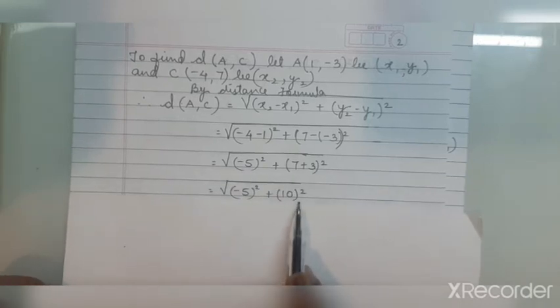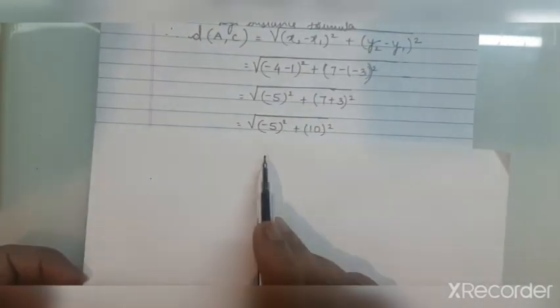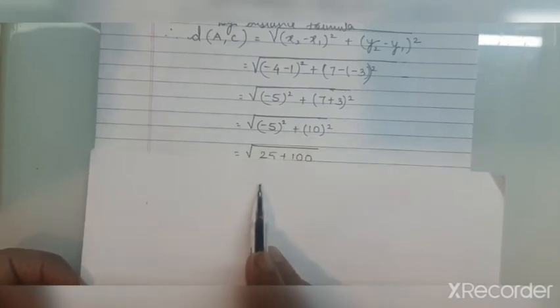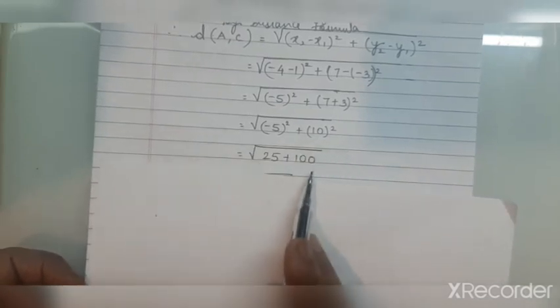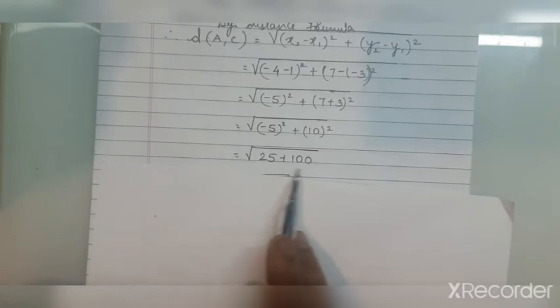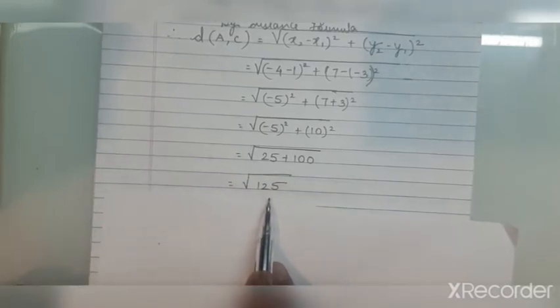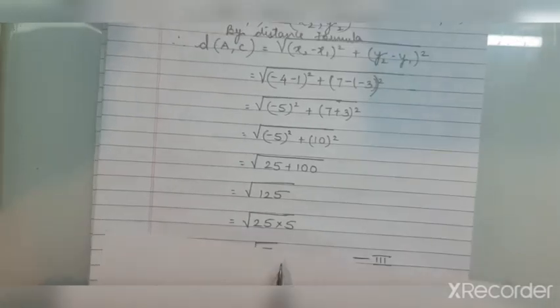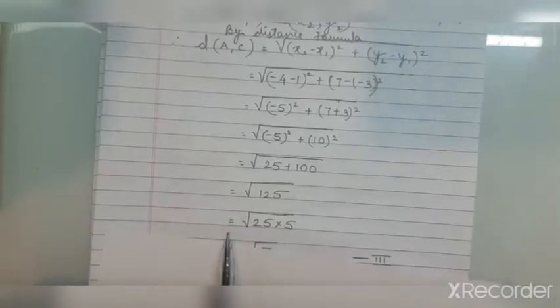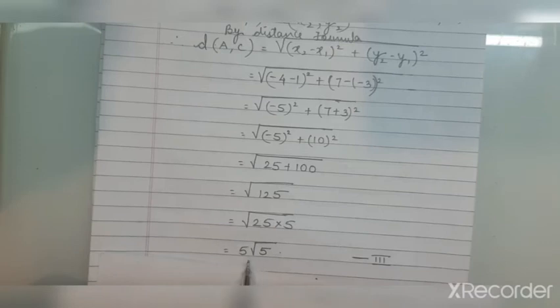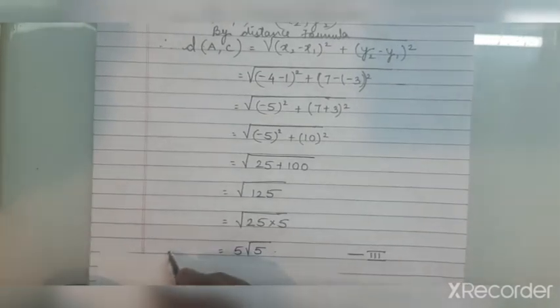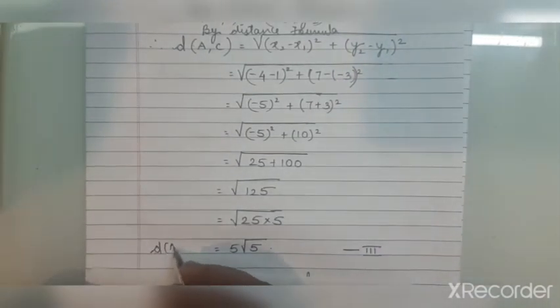So this is what we have got. Now a square of a negative number is positive and 5 square is 25. So plus 25 and 100. First add inside, we have to do the addition, 125. Now 125 can be split as 25 into 5. 25 is a square, so it comes out as 5 root 5. So this is distance AC.